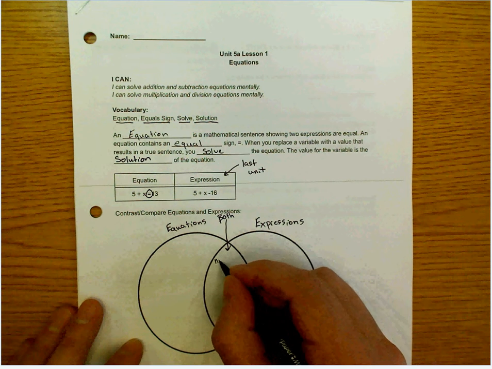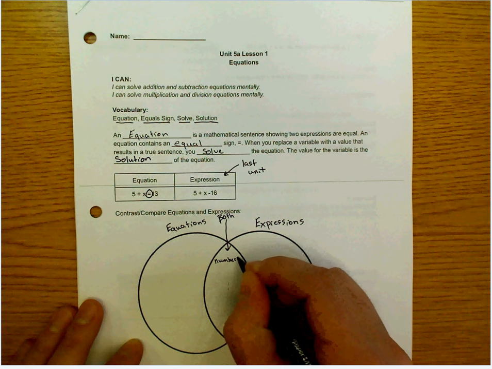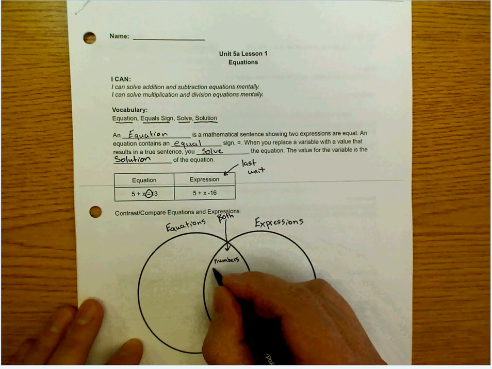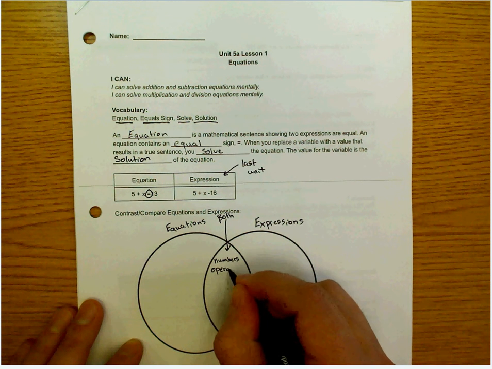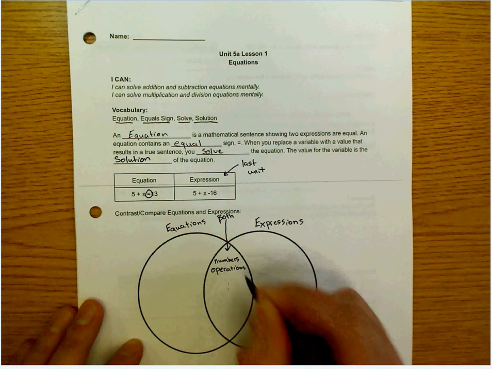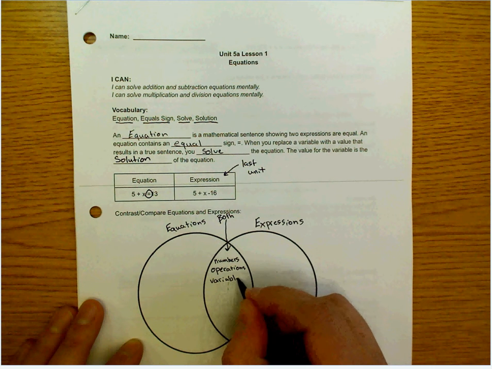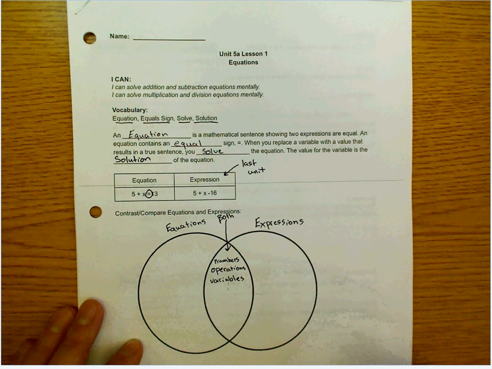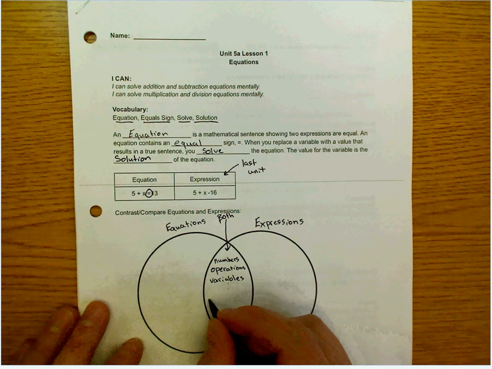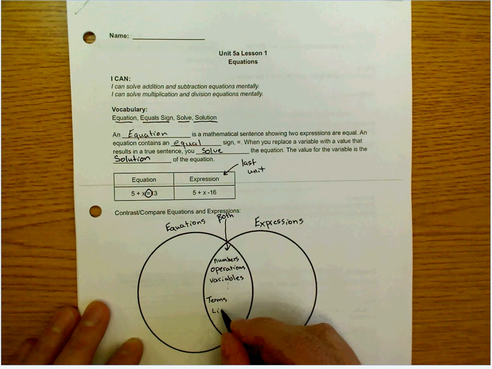You'll see that they both have numbers. They both have operations. They both have variables. From the vocabulary that we had on our last test, you should know they both have terms and like terms.